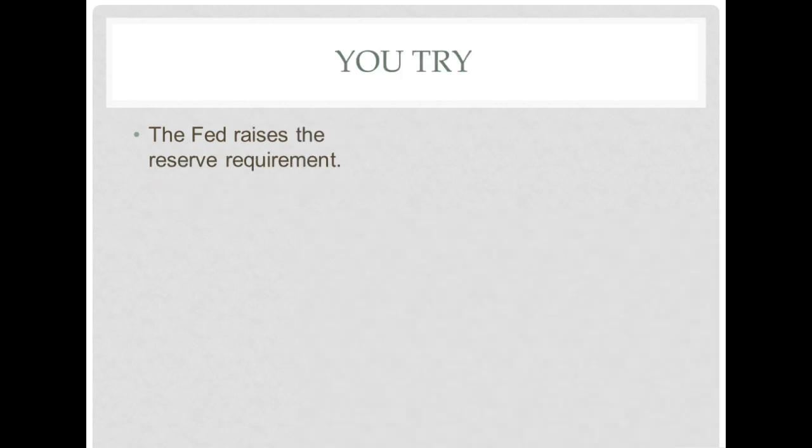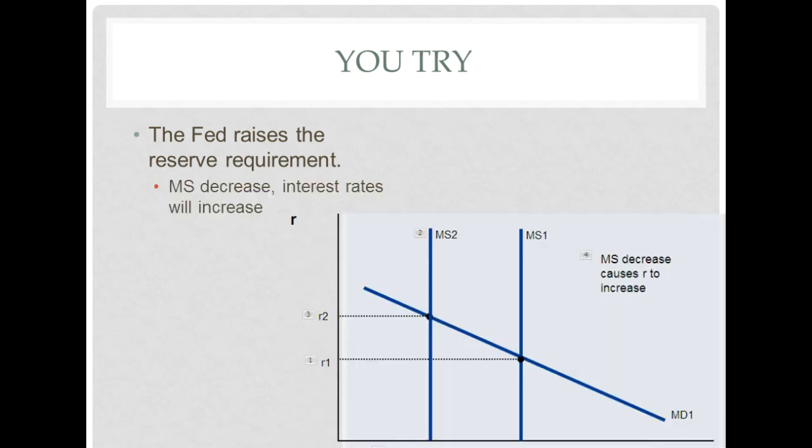Let's try another example. The Fed raises the reserve requirement. Again, we'll stop it here for a moment and give you a chance to try it. Okay? The Fed raises the reserve requirement. Now, in doing that, the money supply is decreased because banks have to hold on to more money in their bank that they cannot let go out in the form of loans. And because that's true, interest rates are going to rise.